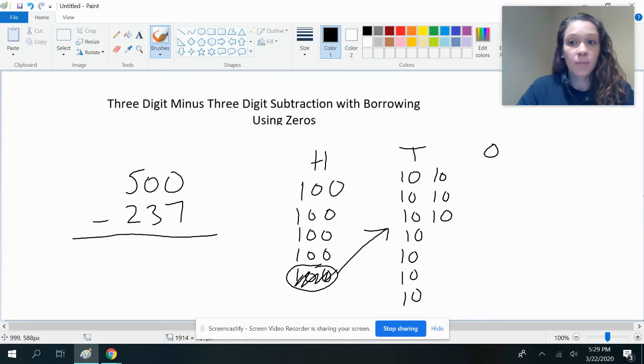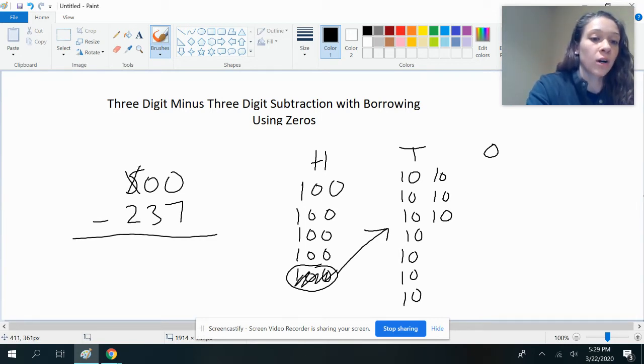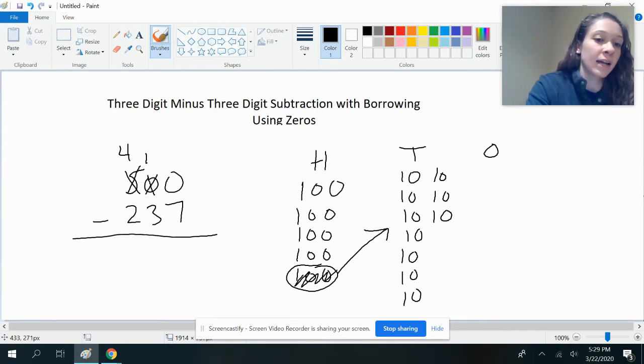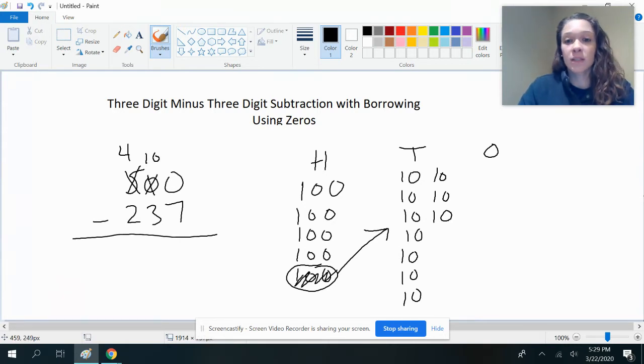Before we borrow for the ones, make sure you always write down what you just did over on your numbers. So I had 500s, just took one away. Now I have 400s, so I'll cross out the 5, make it a 4. I had no tens at first. I just brought over 10 tens. So that means I'm going to cross out the 0, make it a 10. Now that I've shown what I've done, now I can borrow for the ones place.